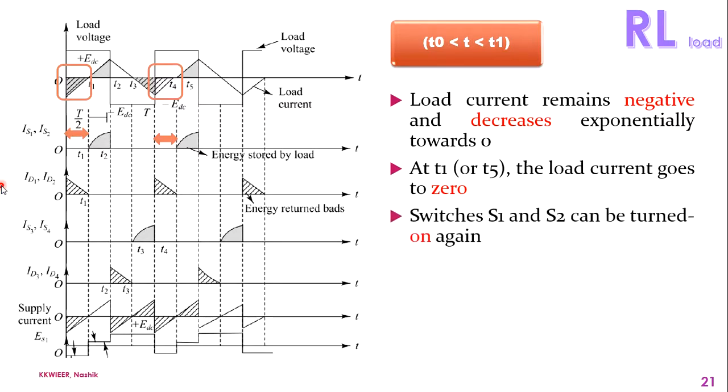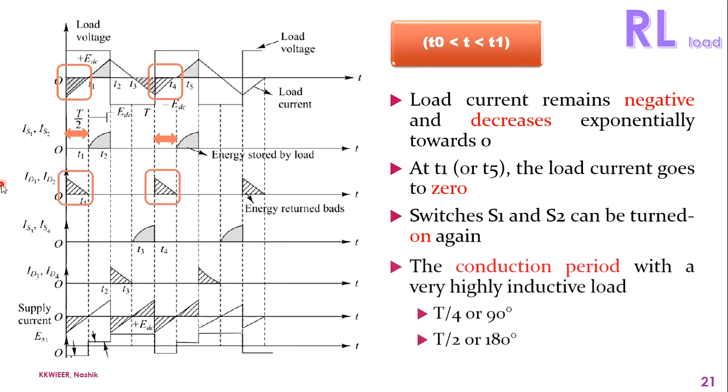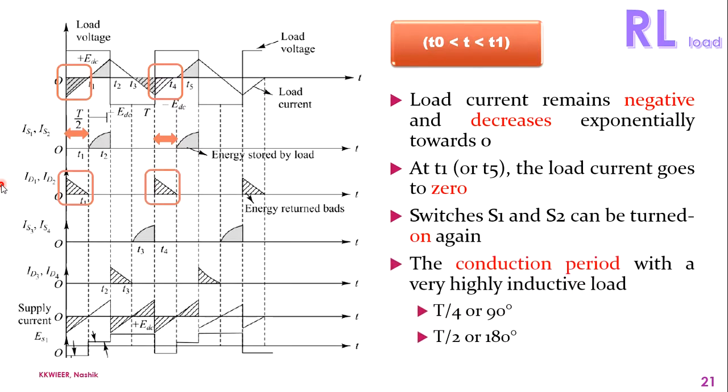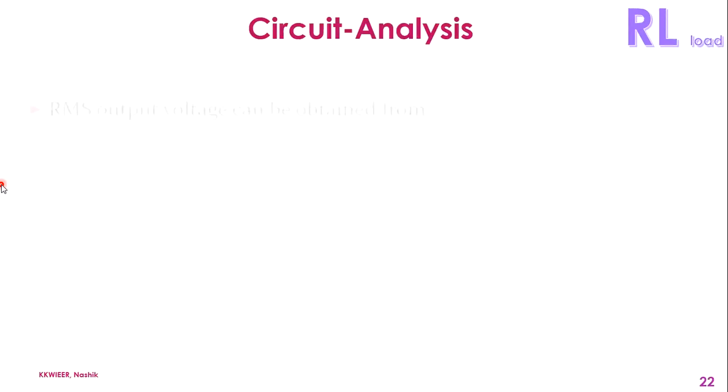Switches S1 and S2 can be turned on again, and the conduction period with the very highly inductive load will be T by 4 or 90 degrees and T by 2 or 180 degrees. So this is all about the 4 modes of operation of a single phase full bridge inverter with the inductive load. Now we will see the circuit analysis.